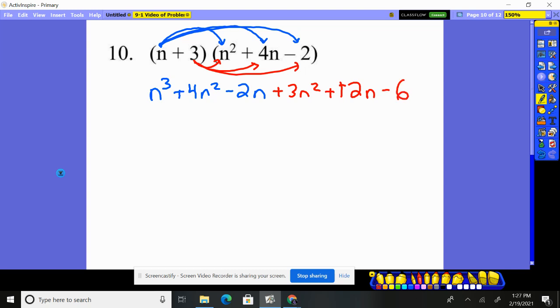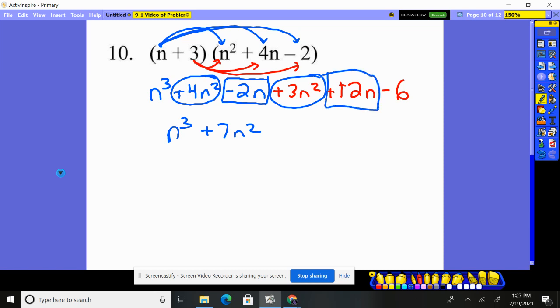Now you have 6 pieces like we said. Do any of them go together? Well, there's nobody with the n cubed, but with positive 4n squared, I see a plus 3n squared. That's 7n squared. Here I have a lose 2n, but gain 12n. That's a gain of 10n, and then the number 6 is being subtracted by itself there. There's our answer to number 10.